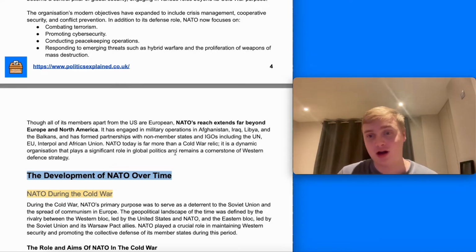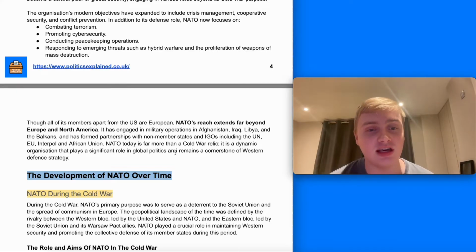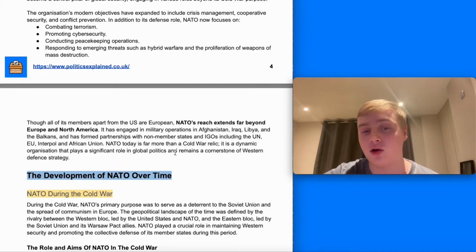And that's what we're going to have a look at. Is it actually outdated? Has it gone beyond its original purpose? Is one of the key debates. It's far more than a Cold War relic today, though. It's a dynamic organisation that really plays a key role in global politics and remains a cornerstone of the defence strategy of the West, of the United States, and particularly of Western Europe.